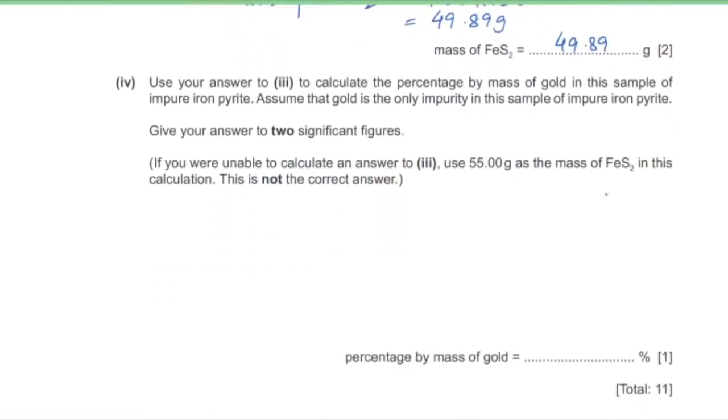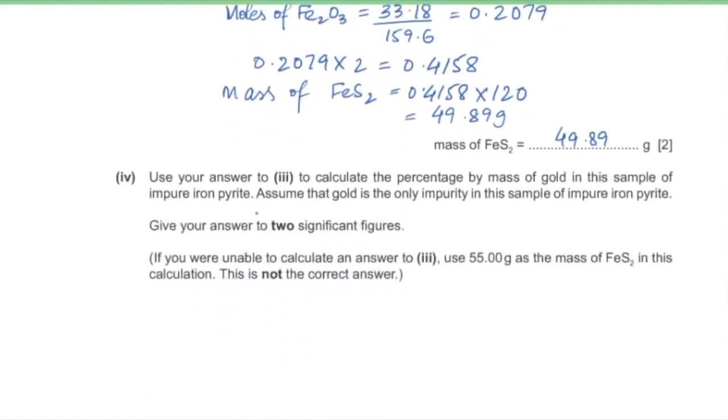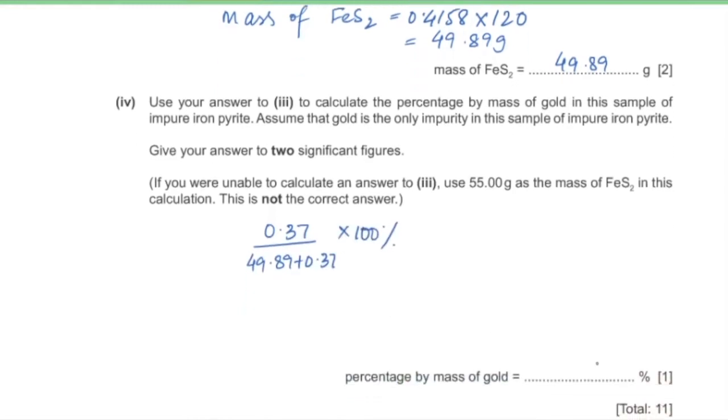Part 4, use your answer to 3 to calculate the percentage by mass of gold in the sample of impure iron pyrite. Assume that gold is the only impurity in the sample of impure iron pyrite. Give your answer to 2 significant figures. So the mass of gold, which we got, is 0.37. We have to take its percentage. The impure iron pyrite contains 49.89 grams of pure iron pyrite plus the gold, which is 0.37. So the total mass of impure iron pyrite is 49.89 plus 0.37, and we multiply by 100%. Hence we have the percentage by mass of gold as 0.74%.